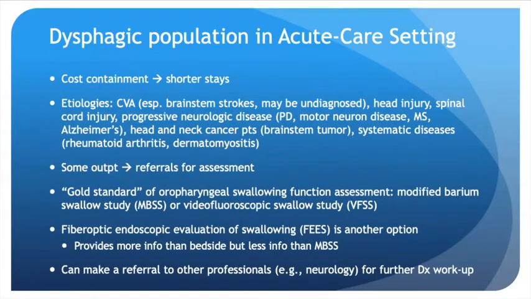Okay, now switching back to the J&J, we're gonna look at the dysphagic population in acute care settings. So in acute care, they are focused on cost containment. So this manifests as shorter stays for patients. Patients with dysphagia can have a variety of etiologies, such as strokes, especially brainstem strokes. And these might be undiagnosed initially. They can have head injuries, spinal cord injuries, progressive neurologic diseases such as Parkinson's, motor neuron diseases, MS, Alzheimer's. They can be head and neck cancer patients, or they can have systematic diseases as well.